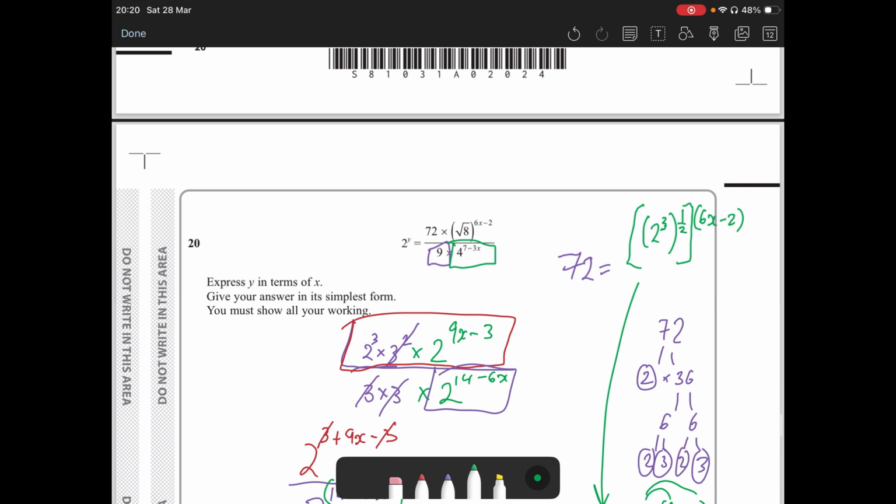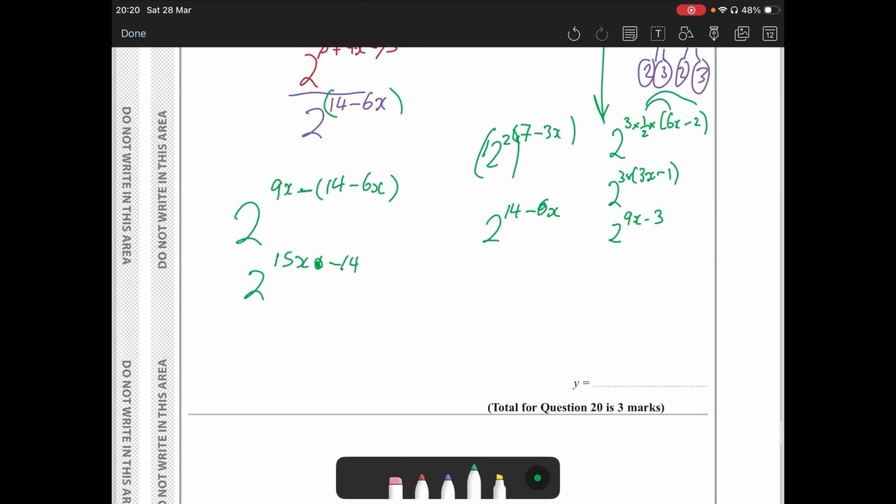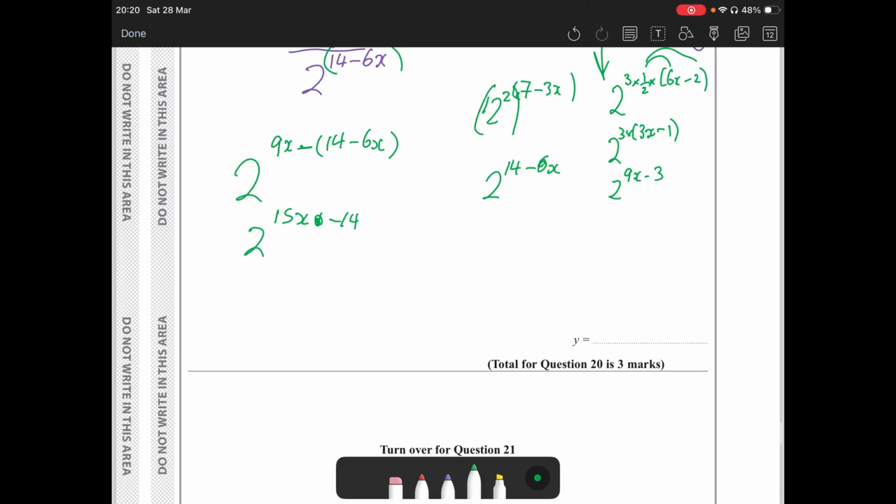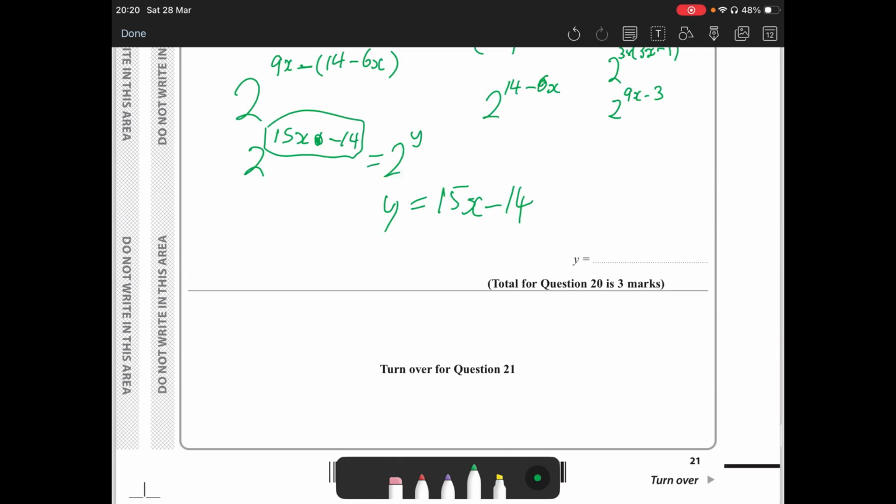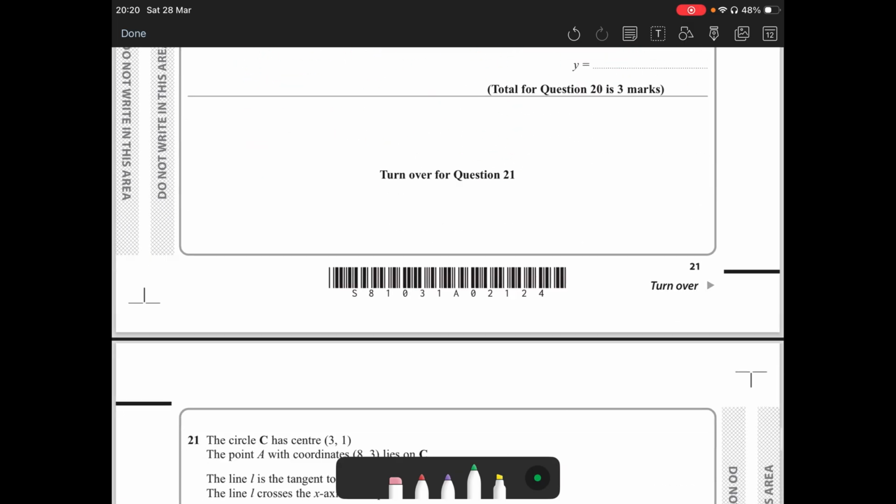So the answer, y, if you will, so we're saying that that's equal to 2 to the y, so y has to be this. It's going to be 15x minus 14. Please be right, otherwise I'll be upset. Not that I think I am. Perfect. Right, so that's 15x minus 14 is the correct answer there.